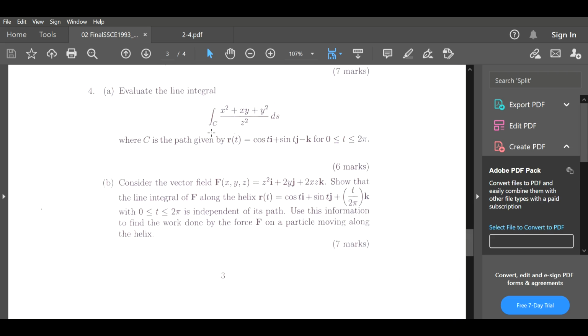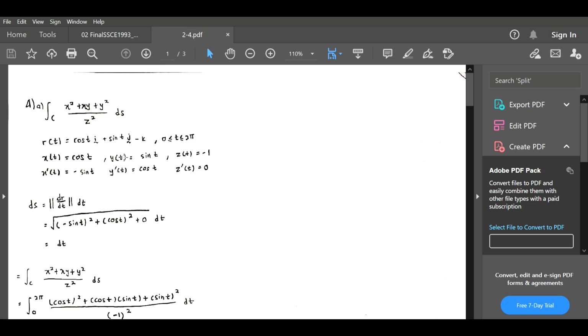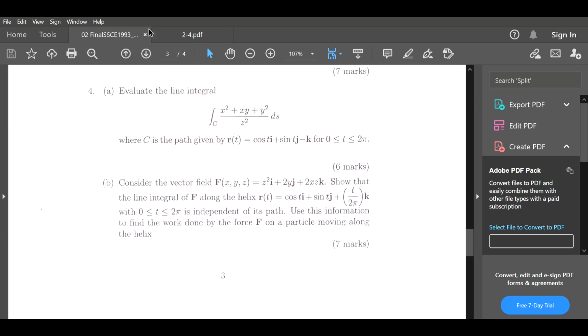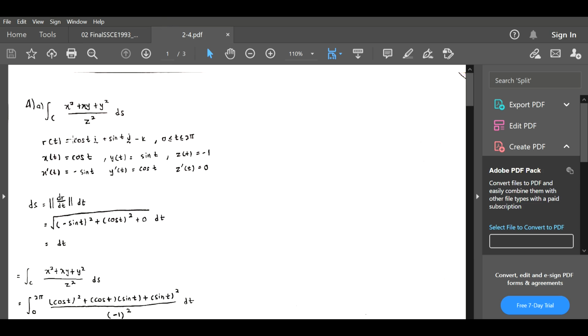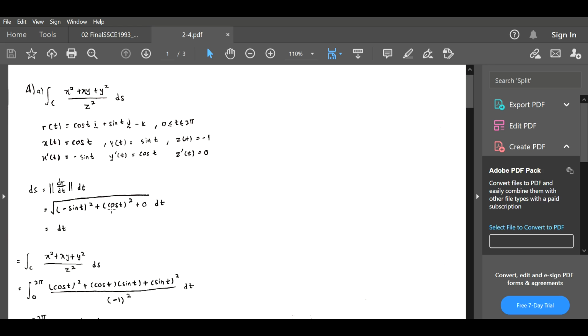Okay, this is my question. The first one is to evaluate the integral. First, the limit for t and r(t) are already given. So what we need to do is differentiate r(t). We determine x(t), y(t), z(t) from r(t), and then we differentiate, because we want to find the ds.